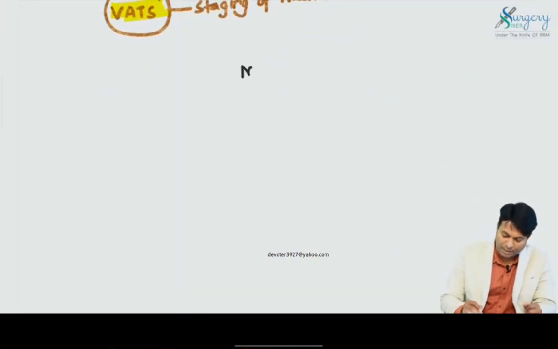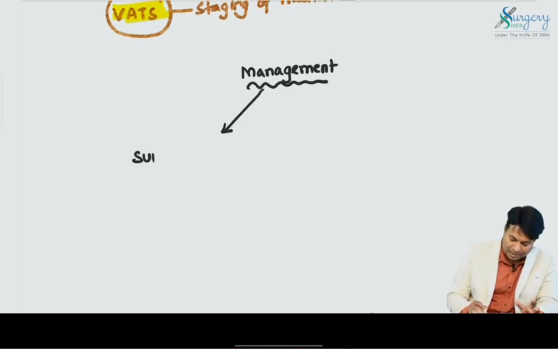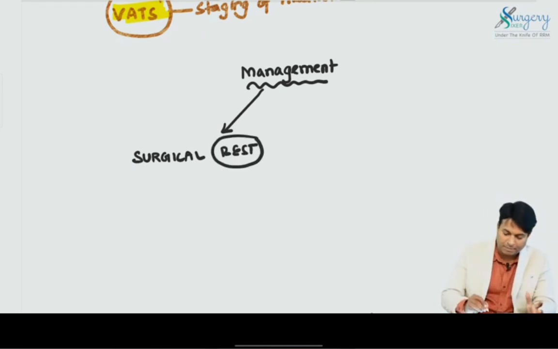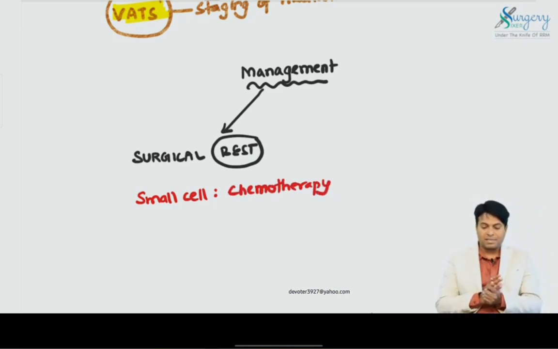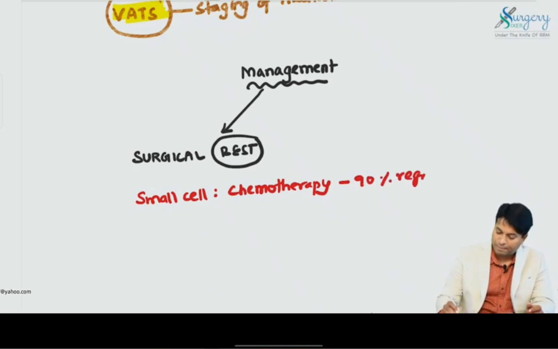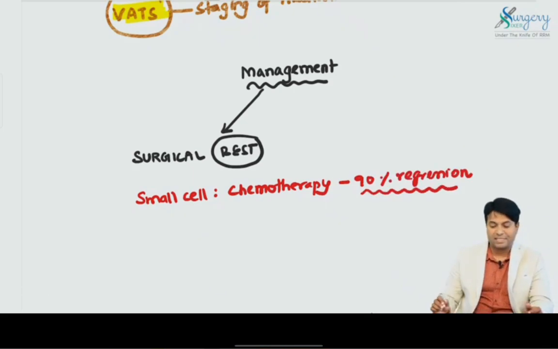And coming to the management of lung cancers, how will you manage? The best answer is surgical excision. Surgical is the best management whenever possible. But only for small cell cancers, chemotherapy is available. Chemotherapy can be given only for small cell cancers, not for all cancers. Only for small cell cancers, chemotherapy is effective. 90% regression will be seen. In spite of a bad prognosis, 90% regression is seen with small cell cancers.